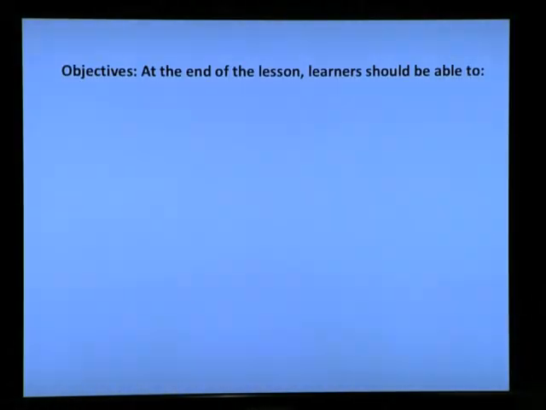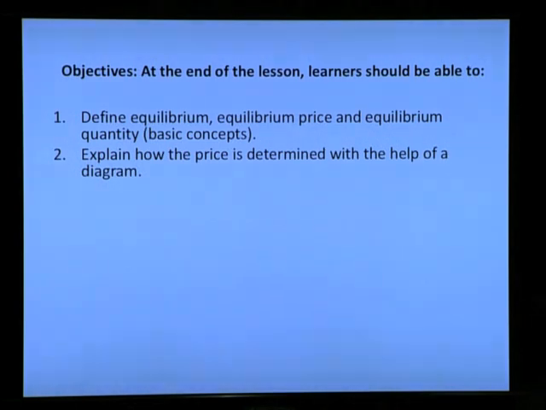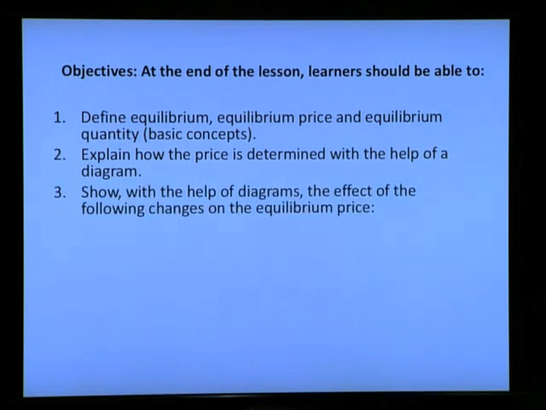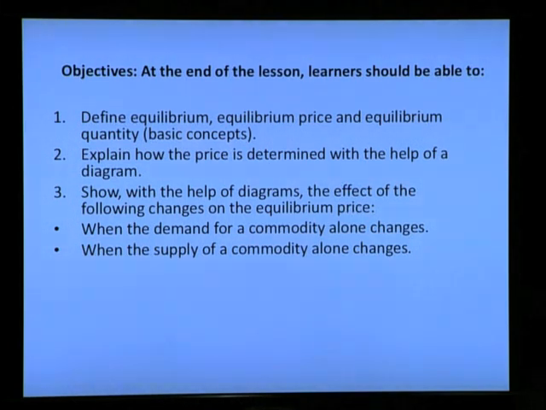Before I begin my lesson, I would like to state the main objectives for today's lesson. At the end of the lesson, learners should be able to define the three basic concepts, that is equilibrium, equilibrium price, and equilibrium quantity. Number two, the learners should also be able to explain with the help of a graph how the prices of the commodities in the market are determined. Number three, the learners should also be able to explain the changes in the demand alone on the price and equilibrium quantity, and also the changes in the supply of a commodity on the equilibrium price and equilibrium quantity.